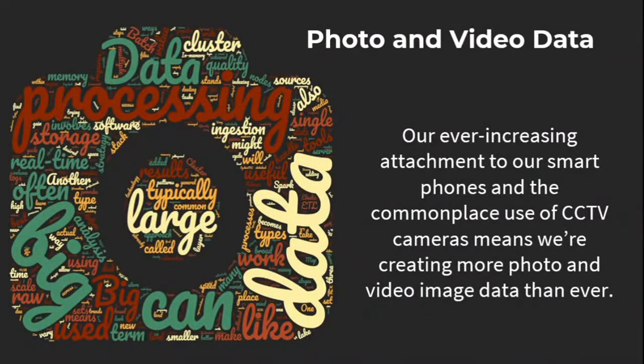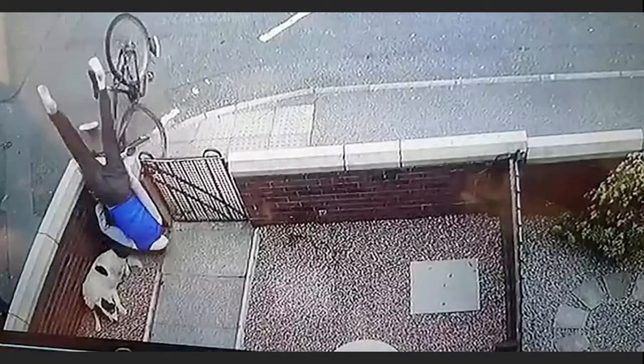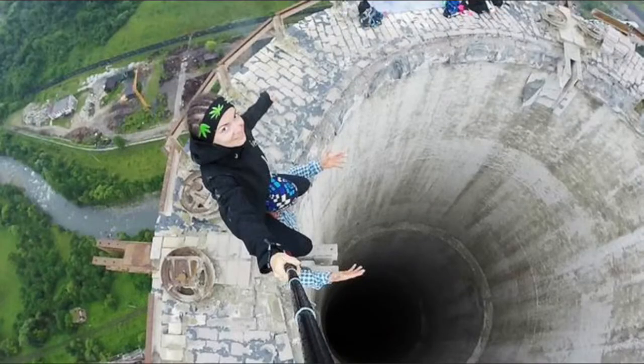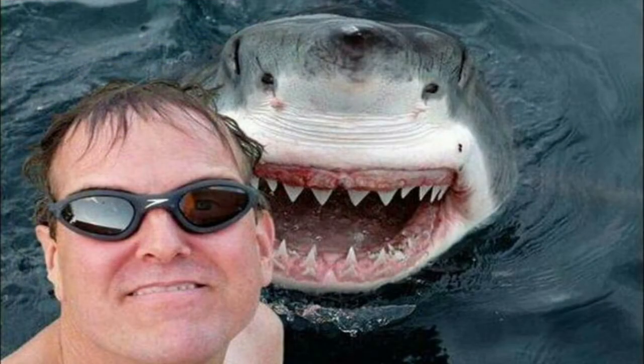The other kind of data that we also give out is photo and video data. Our ever-increasing attachment to our smartphones and the commonplace use of CCTV cameras means that we are creating more photo and video images than ever. You could just imagine a lot of CCTV footage is now on the internet. We also have pictures. Anywhere you can stand, sit, or find a place to take a picture, people will take a picture. And that in itself is already data.